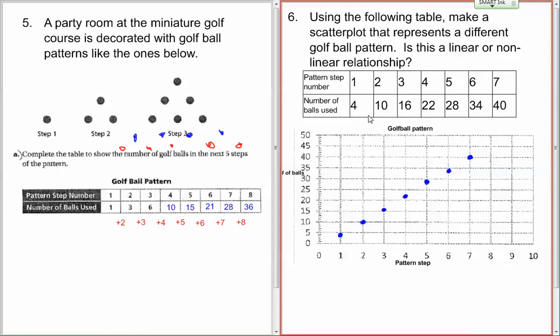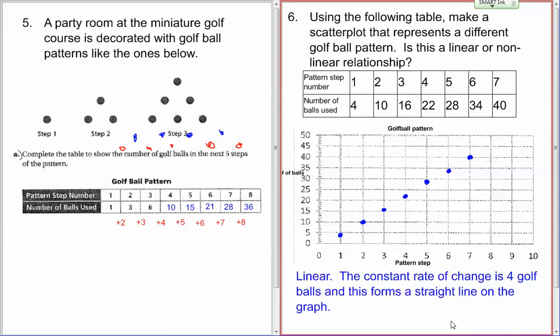You can also see here that the constant rate of change is 6. 4 plus 6 is 10. 10 plus 6 is 16. 16 plus 6 is 22, and so on. So this is linear because the constant rate of change is not 4, but 6 golf balls, and this forms a straight line on the graph.